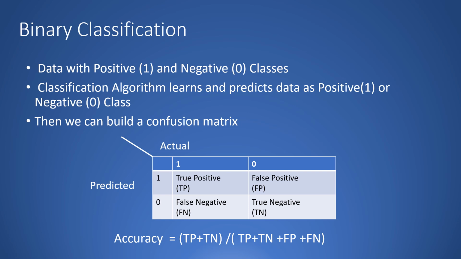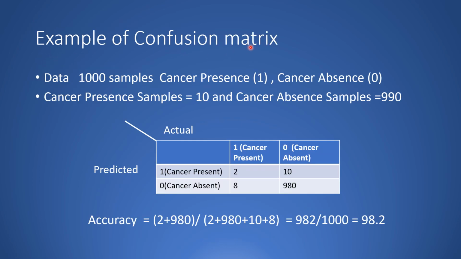Let us look at an example of a confusion matrix. Here we have 1000 samples in our data, and the positive class is cancer presence and the negative class is cancer absence. We have 10 positive samples and 990 negative samples. We have a machine learning algorithm which is trained to detect whether cancer is present or not. Now we ran that algorithm on this data set, and we get this kind of confusion matrix.